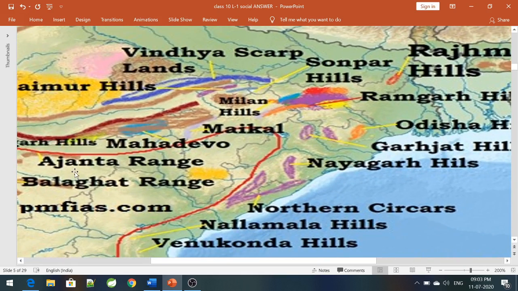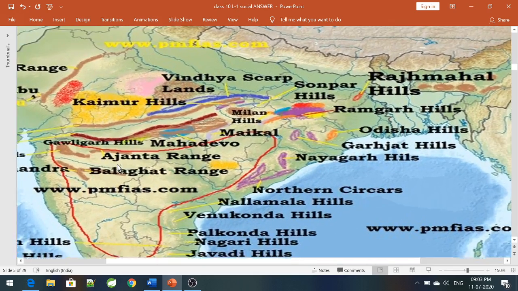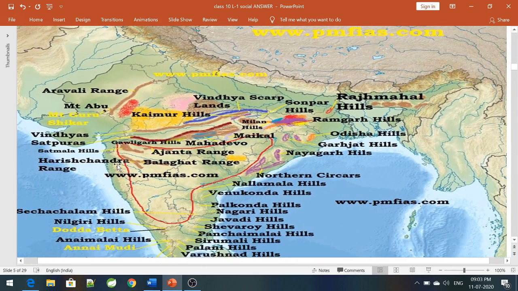See here, all these: Ajanta Range, Balaghat Range, Vindhyan lands, the Kaimur Hills. Here, this is the Kaimur Hills. Mount Guru Shikhar, Vindhya and Satpuras here. This one, you can just locate it once. And this is the Deccan Plateau. These are the Eastern Ghats and Western Ghats.